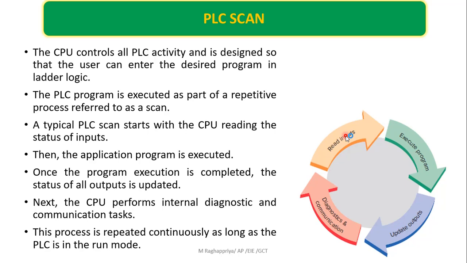So I'll take the level sensor and read its input. Then I'll give that input to the program. So this is what the level is. You do a particular calculation or execute a program and it will generate an output. That is the control signal. Now that signal will be given to the actuator, so that the actuator will either open or close, thereby modifying the level of the tank. So that is updating the outputs.